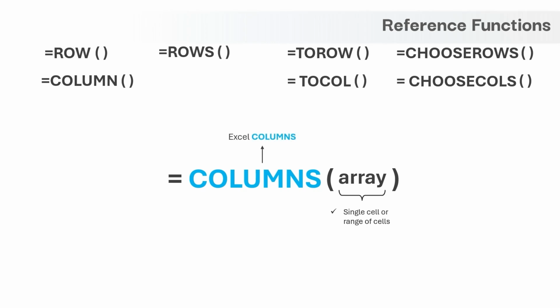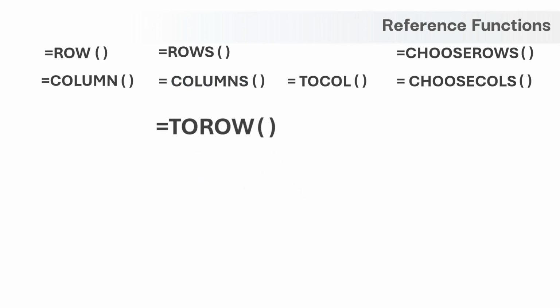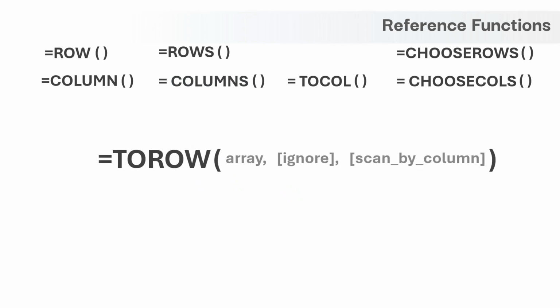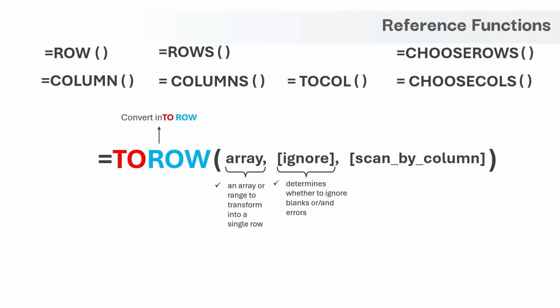Again, it is the same as the ROWS function, just that it is used to identify how many columns are available in a given input array. The next important function is TOROW, and it has one mandatory and two optional arguments. The function name TOROW means to convert a given range of data into one single row, and obviously it takes an array as input. The next optional argument, ignore, determines whether to ignore blanks and errors. It takes 4 different values: 0 to keep all the values, 1 to ignore blanks, 2 to ignore errors, and 3 to ignore both blanks and errors.